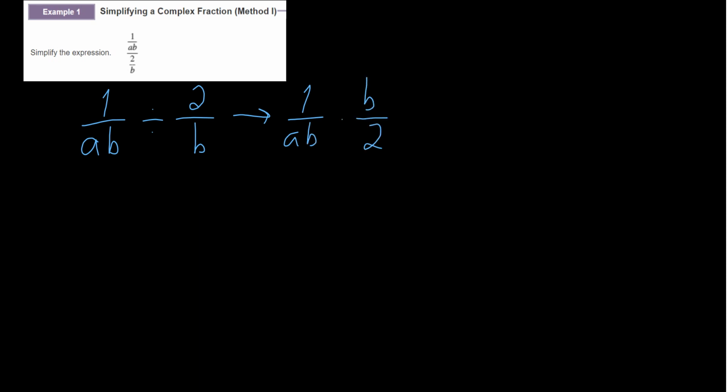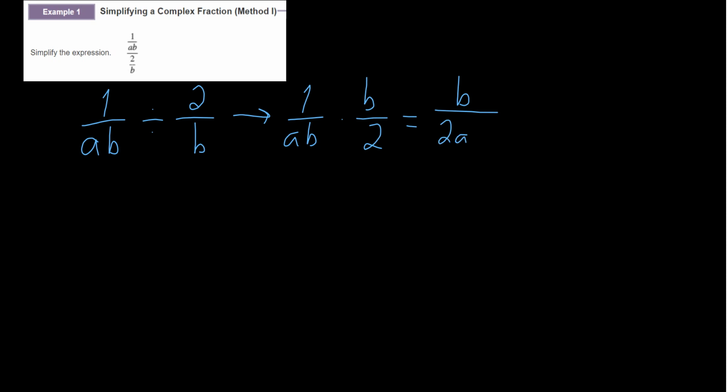But if we remember that this is just 1 over AB divided by 2 over B. Then of course we remember that this is just 1 over AB times B over 2. Okay, that's it, right? And of course we do the multiplying here. And so this is just going to be B over 2AB.